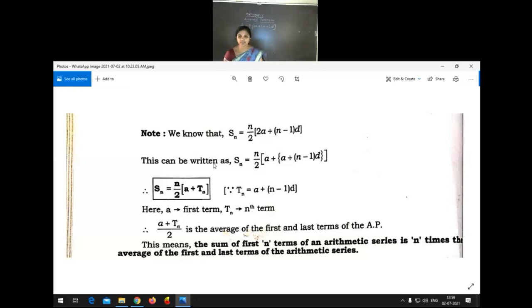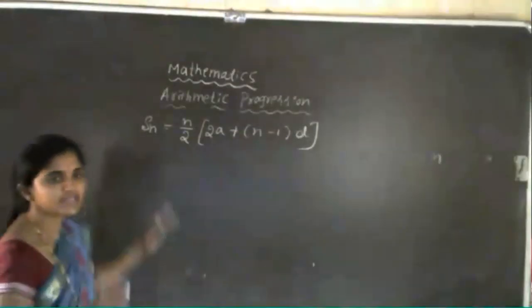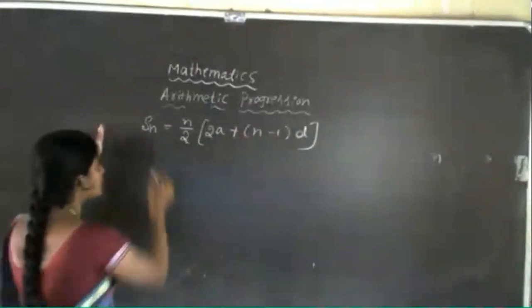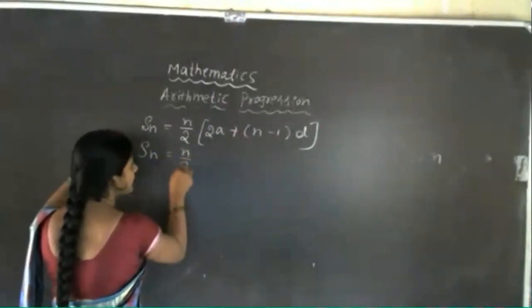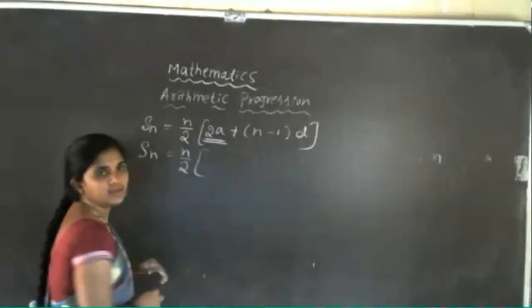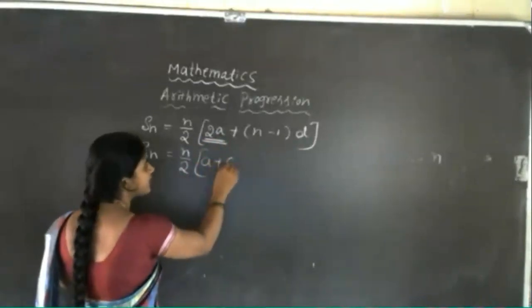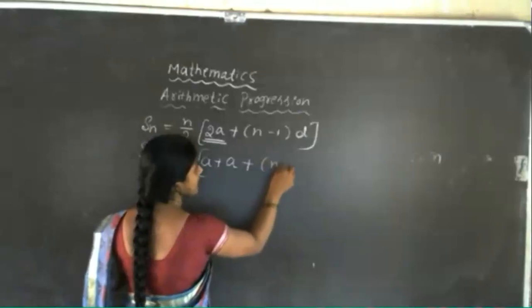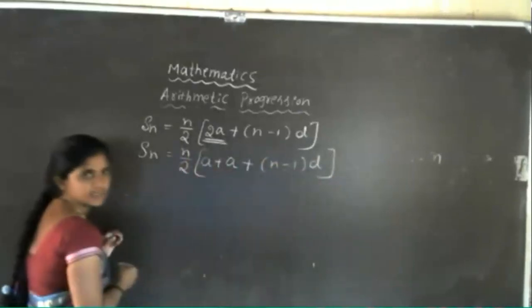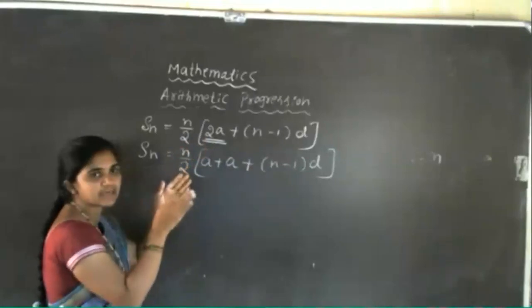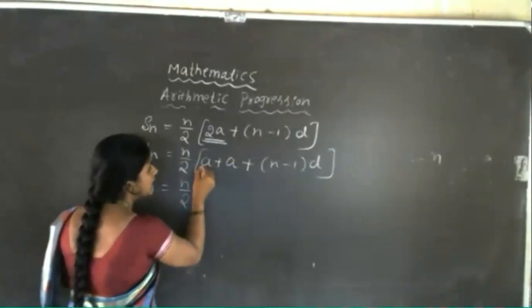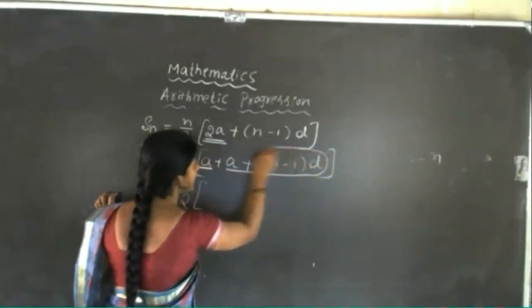So here we can do something. See here, Sn is equal to n divided by 2 into 2a plus n minus 1 into d, the formula we got. Now Sn is equal to n by 2 into 2a. Can I split 2a in the form of a plus a? Then plus n minus 1 into d as it is. So we split 2a in the form of a plus a. Then Sn is equal to n by 2 into a plus n minus 1 into d. I am going to group this one.